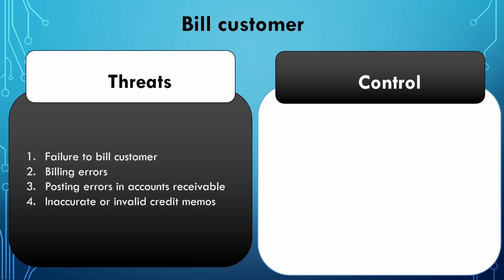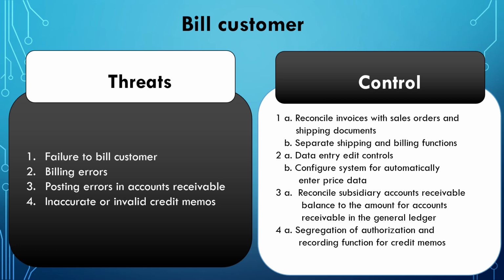For billing customers, what are the threats? Failure to bill the customers, billing errors, posting errors in accounts receivable, and inaccurate or invalid credit memos. Okay, so what are the controls for that? 1. Reconciling the invoice with the sales order and shipping documents. Separating the shipping and billing functions, so we have segregation of duties. 2. Data entry edit controls, configuring systems for automatically entering data.